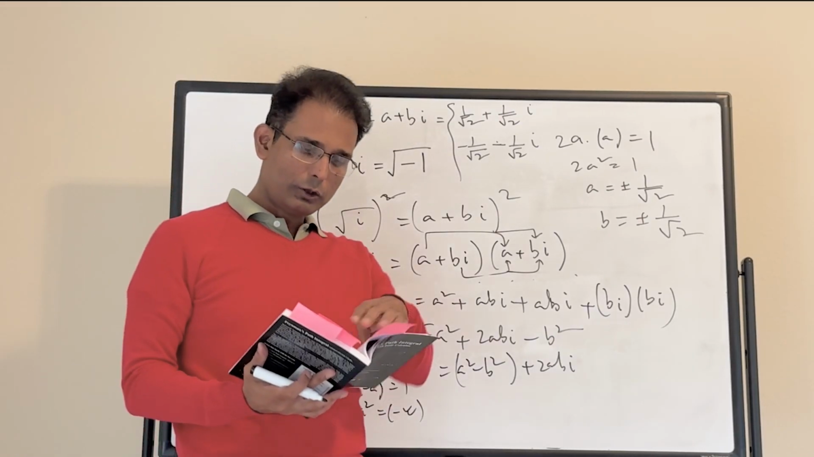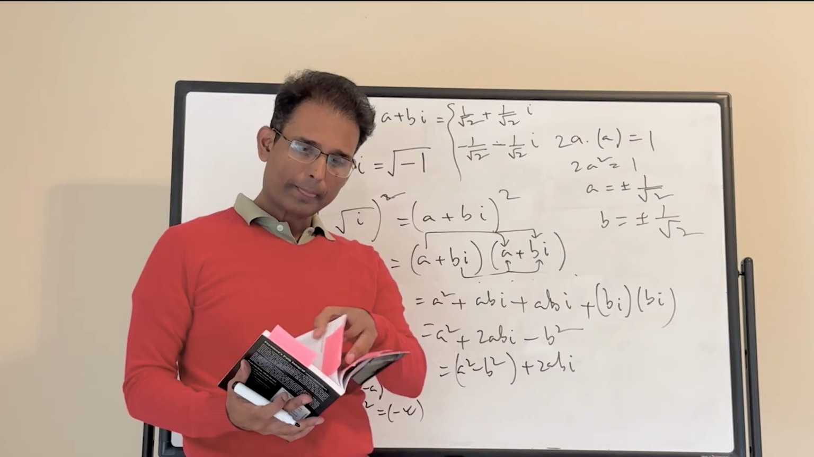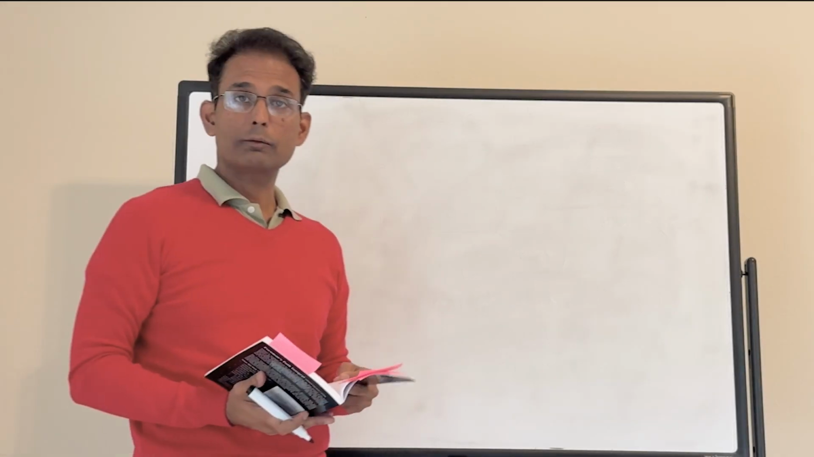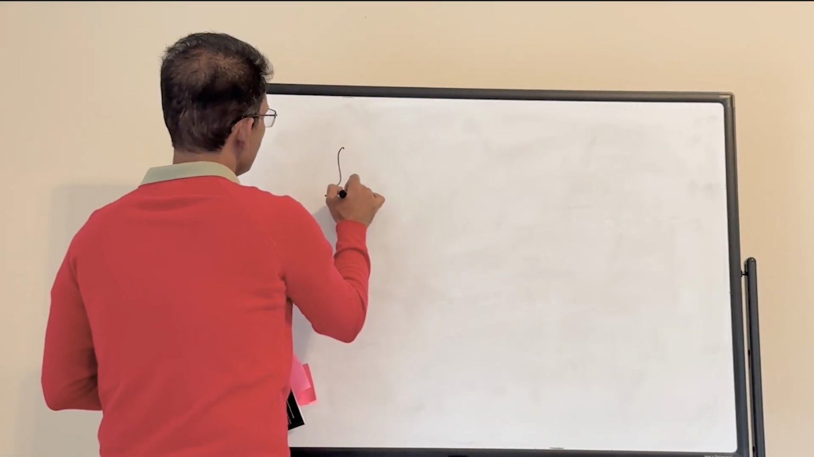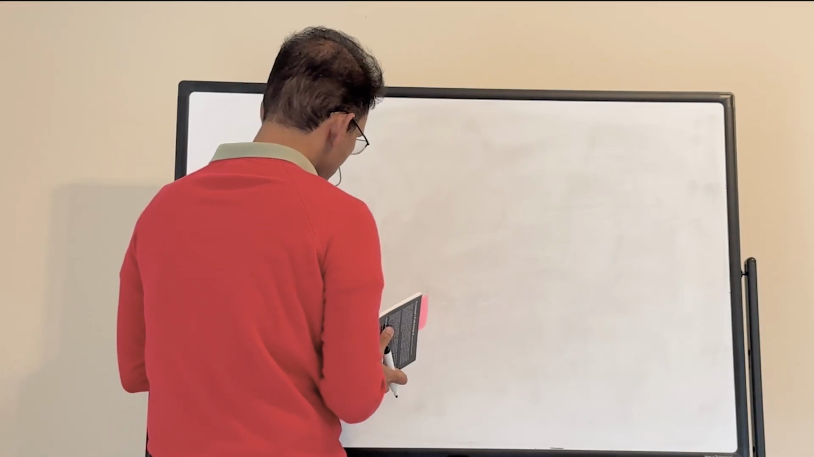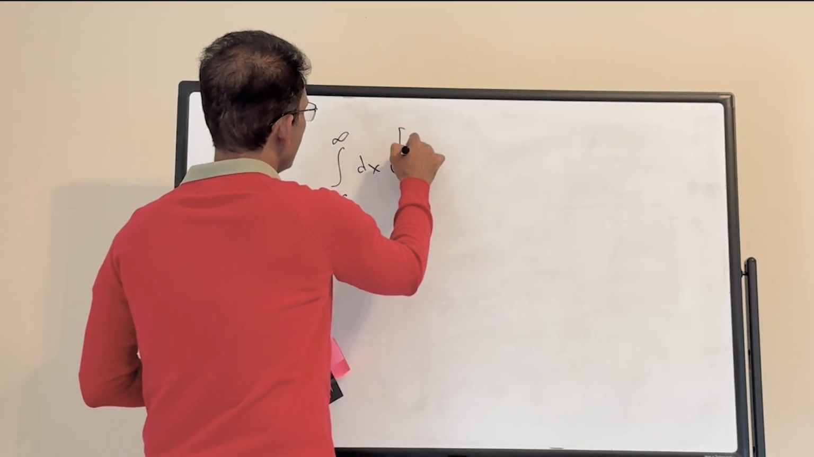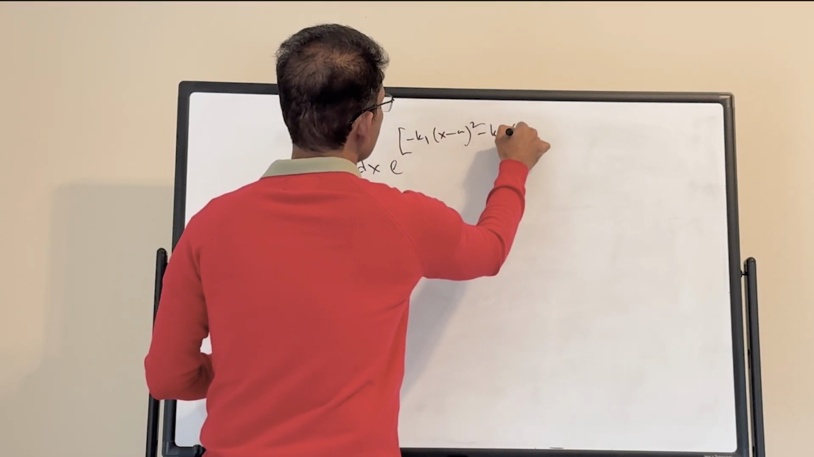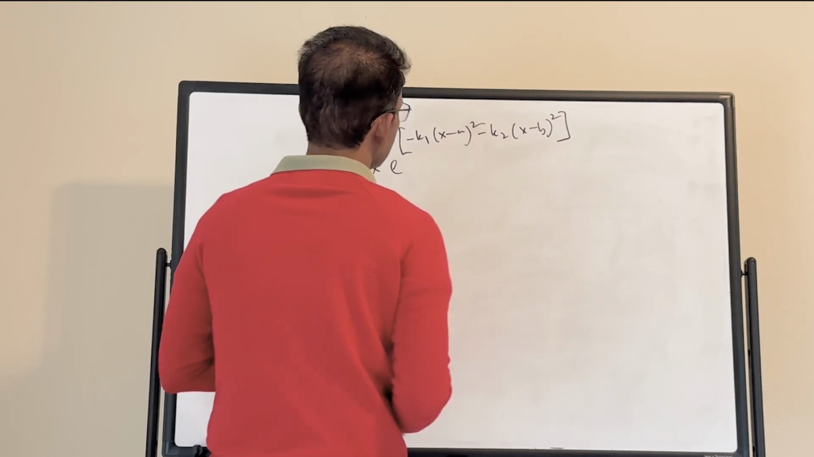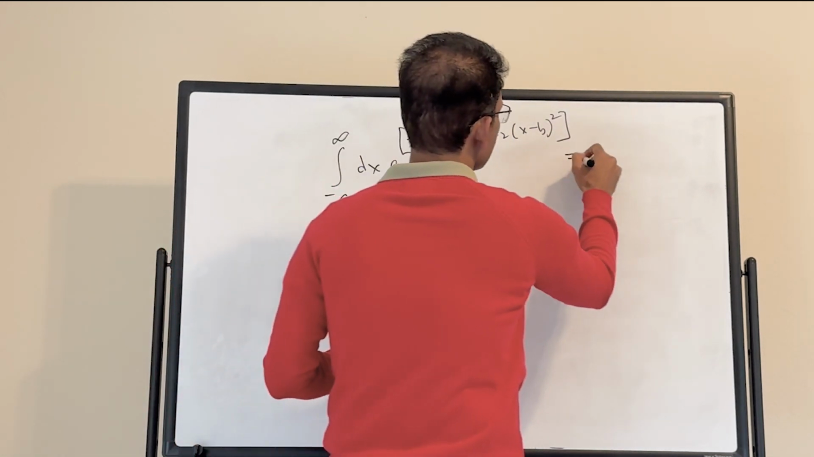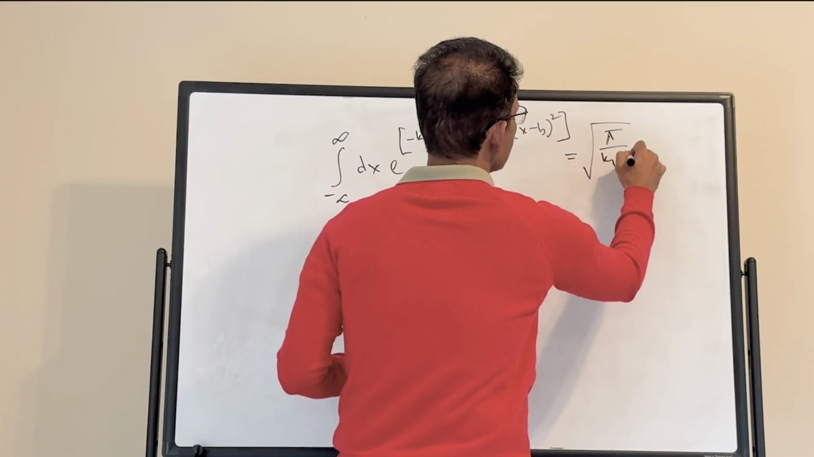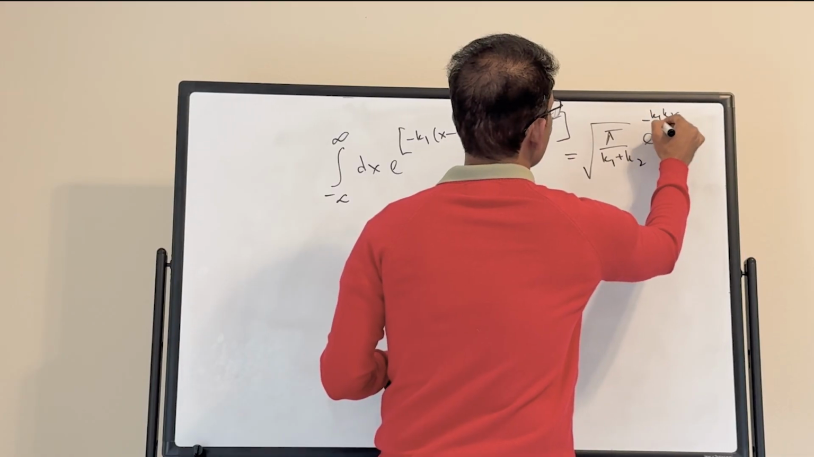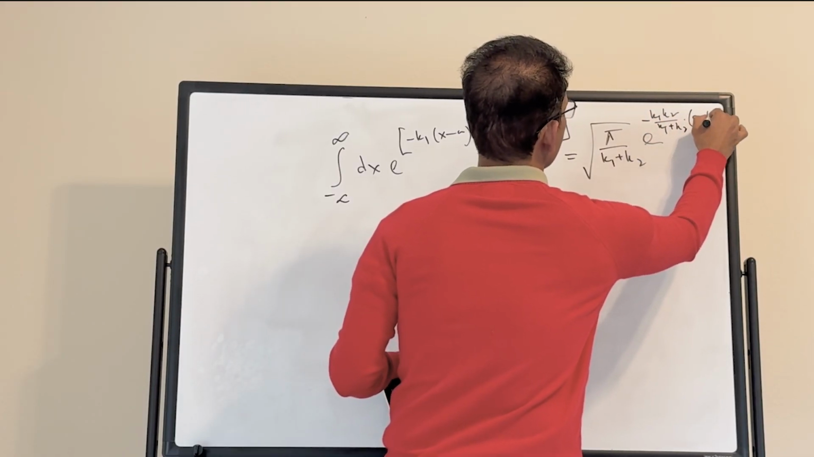So now what we're going to do is go back to our first problem, the problem with which we started the session. We got the following result: the integral from minus infinity to plus infinity of dx e to the power minus k1 (x minus a) squared minus k2 (x minus b) squared is equal to the square root of pi over (k1 plus k2) times e to the power minus k1 k2 divided by (k1 plus k2) times (a minus b) squared.